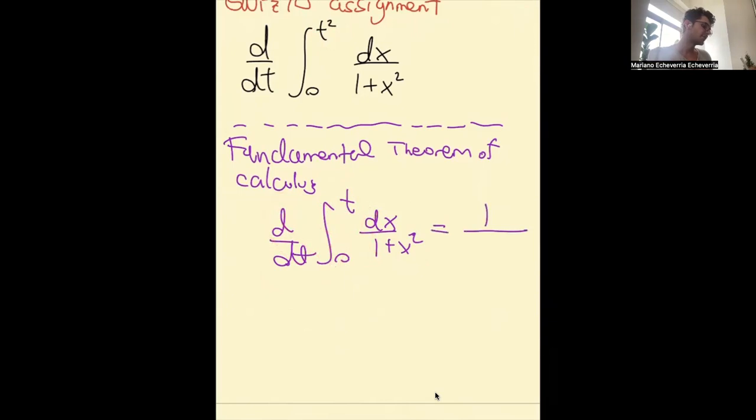But since the variable was t, the only thing you have to do is replace the variable from x to t. So this is what the fundamental theorem says. It's always the same. You cancel the derivative with the integral, and just replace the variable with the new one. Okay. Is that making sense?